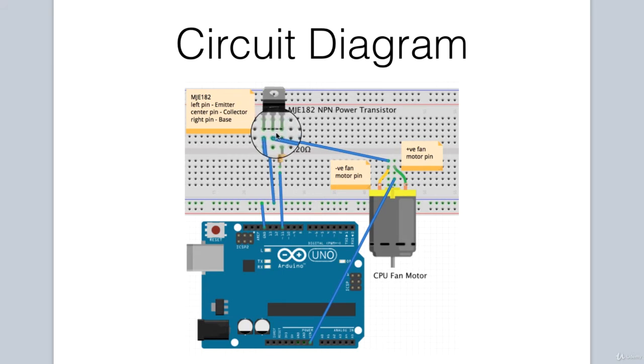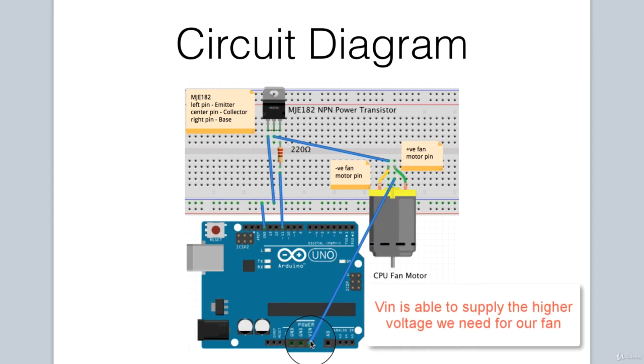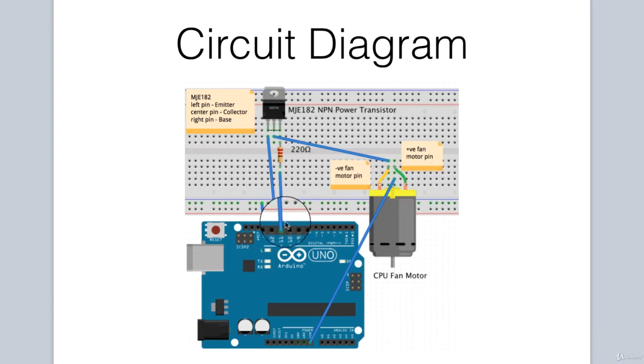Our collector pin goes to the negative of the fan. The other, positive pin of the CPU fan goes to VIN of the Arduino. And then finally, from pin 11 of our Arduino, we go through a 220 ohm resistor to the base, or the right pin, of our transistor. That is our circuit diagram.